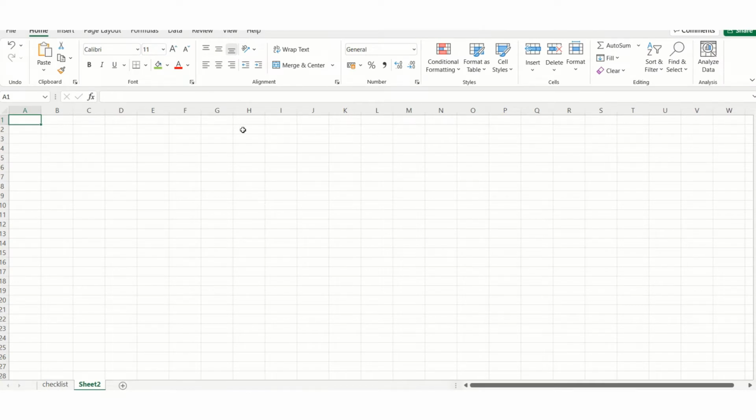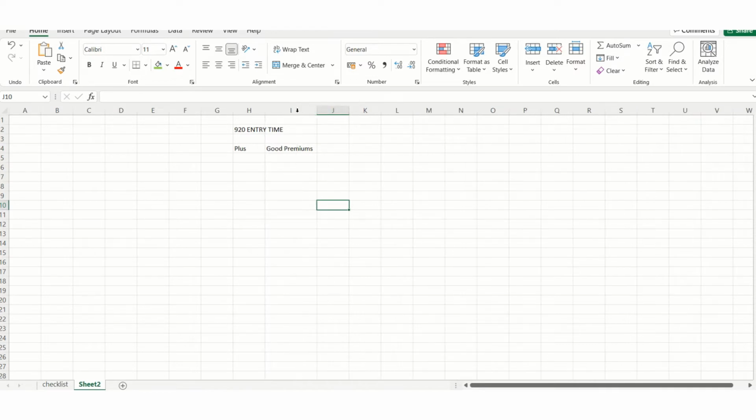So let us discuss first the 9:20 entry time. What is the advantage here? What is the plus point of this time is that you will get good premiums, because the market has just opened 5 minutes back. So there is high chance that you will get higher premiums, right?